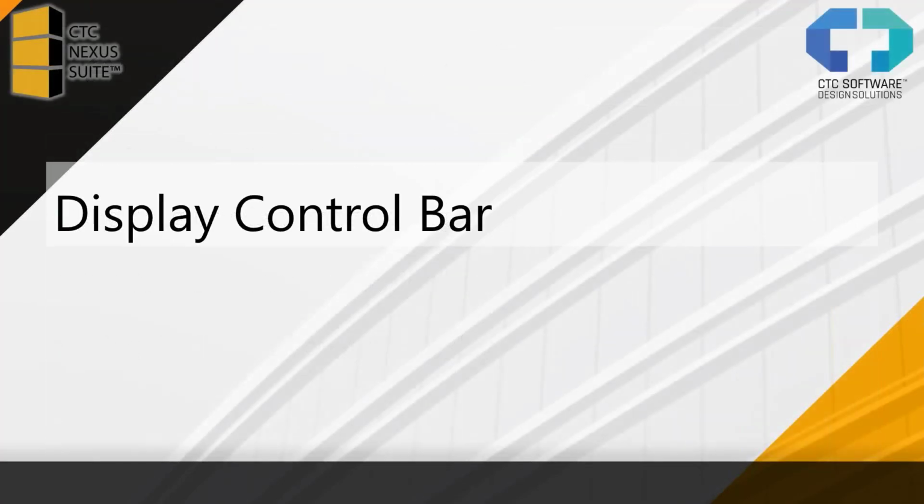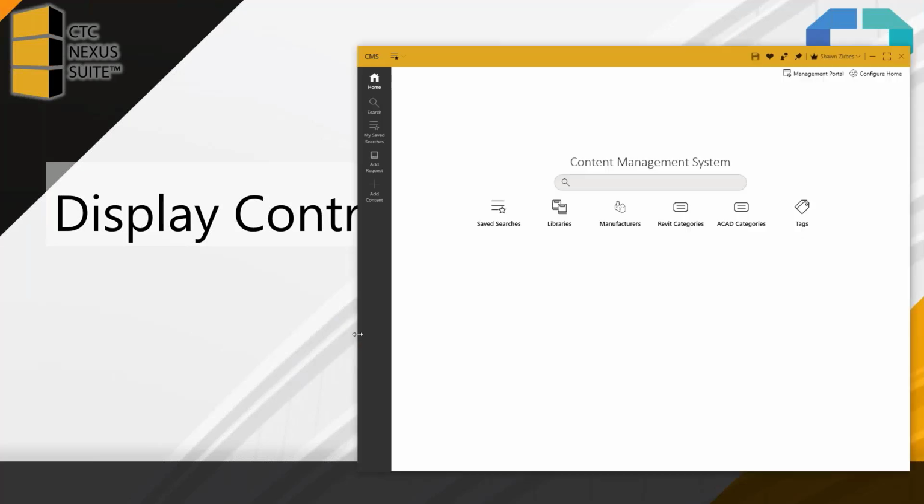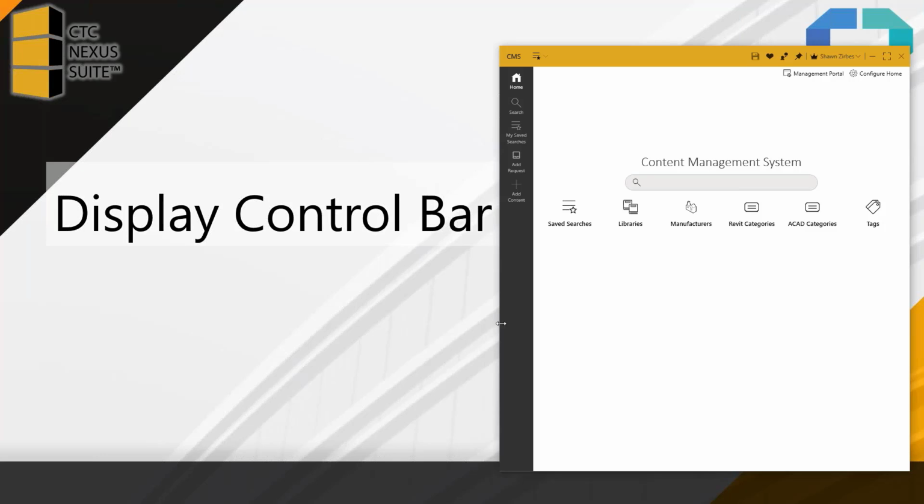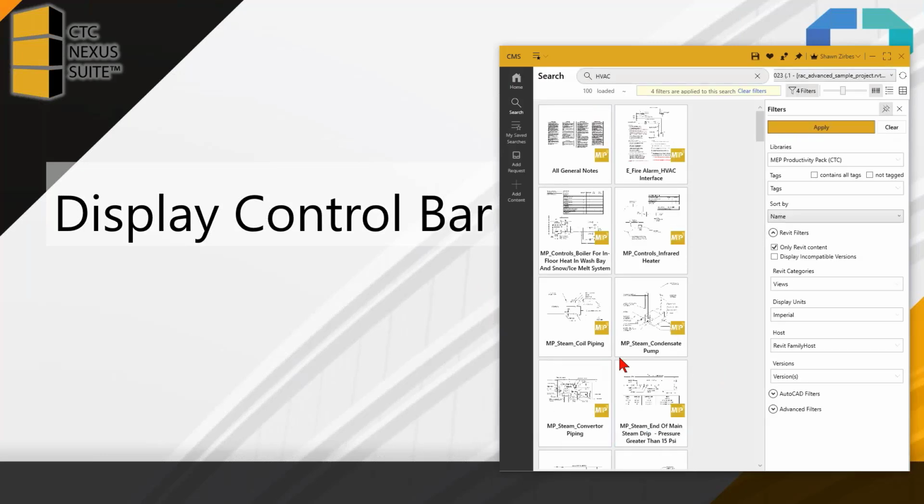So first things first, let's take a look at the display control bar, the primary focus here today within the CMS. I'm going to pull the CMS forward here. I'm going to squish it down a little bit so we can see that display control bar option here. And I'm going to run a saved search. I'm just going to look for some details here from the MEP productivity pack that we offer. So I've got this showing up inside of here.